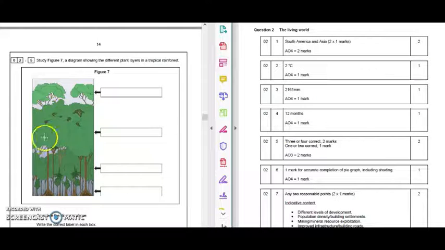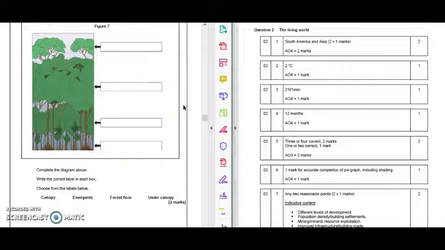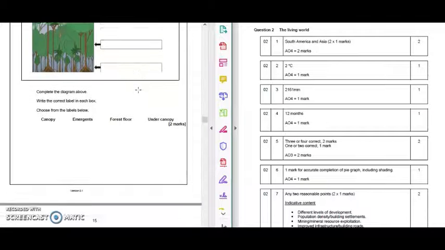2.5, study this figure 7, a diagram showing the different plant layers in the tropical rainforest. All you've got to do is label the diagram with these 4 labels below. You get 1 mark if you get 2 correct, and 2 marks if you get 3 or 4. We've got from bottom to top, this one's the forest floor, then you've got the under canopy, then you've got the canopy, and then the emergent, which is the very top layer.